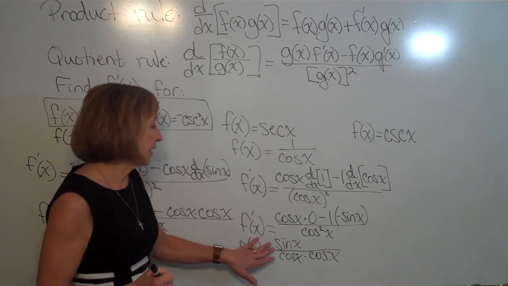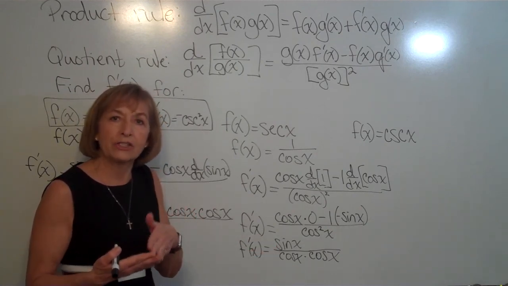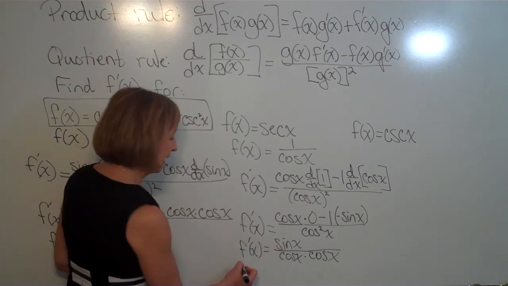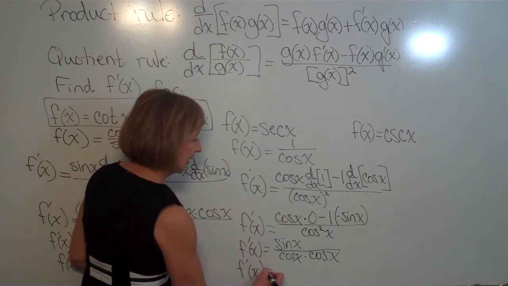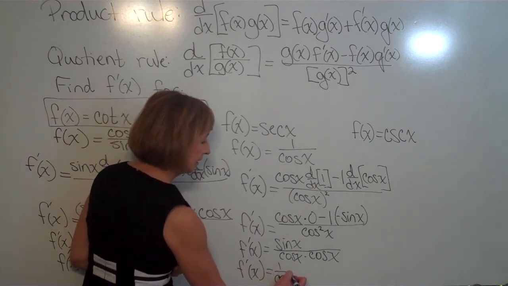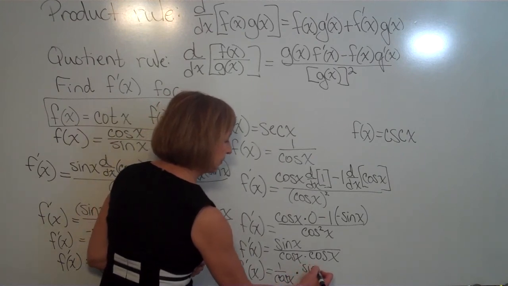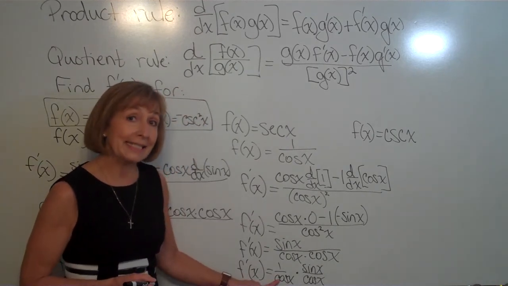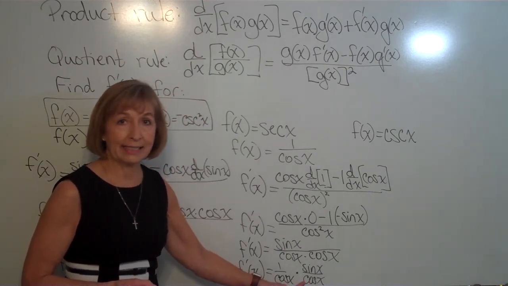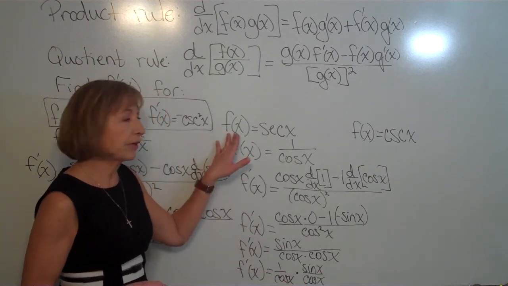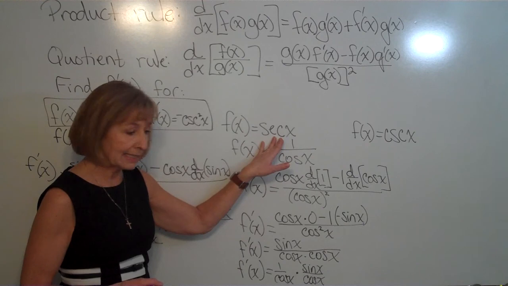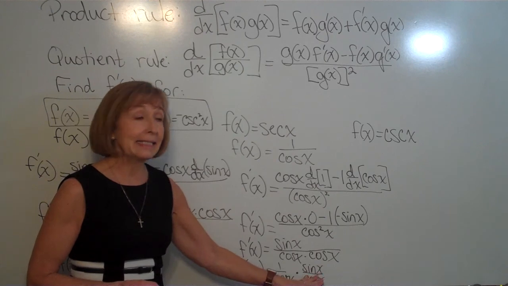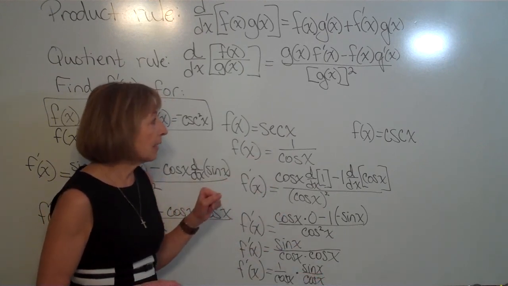Now what I need to do here is I want to write this in a form where I don't have a quotient in my formula for the derivative. So I'm going to think of that as 1 over cosine x times sine x over cosine x. And 1 over cosine x is secant x, and sine x over cosine x is tangent x. So for the function f of x is equal to secant x, its derivative is going to be equal to secant x tangent x. And I will write that up here.